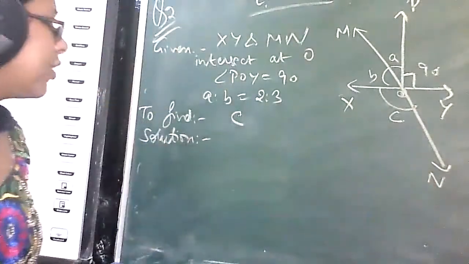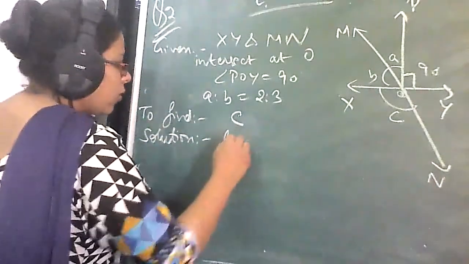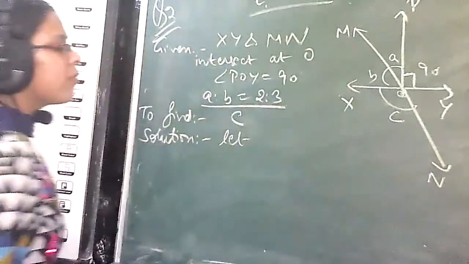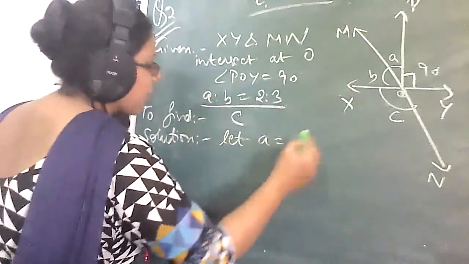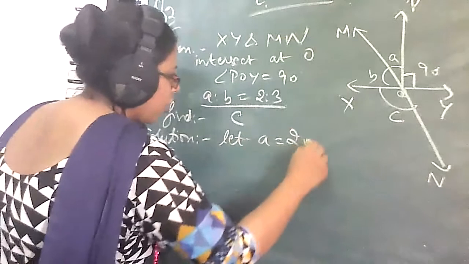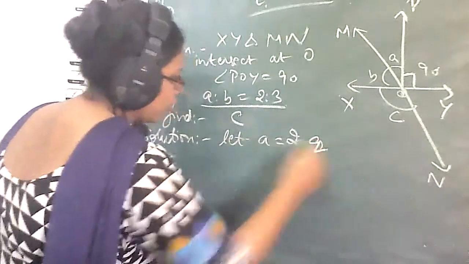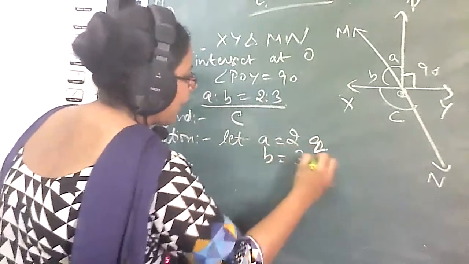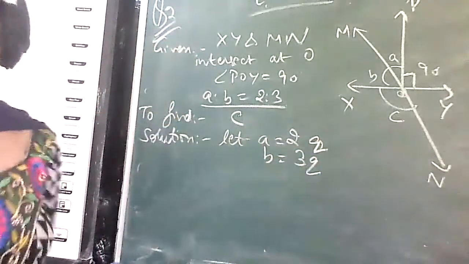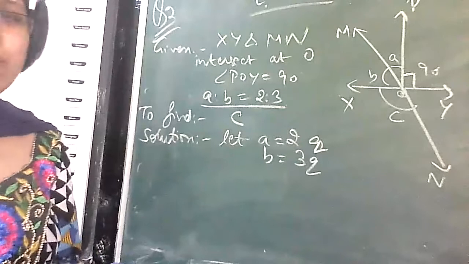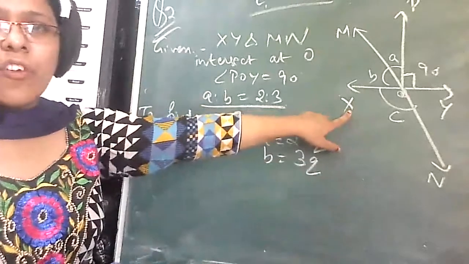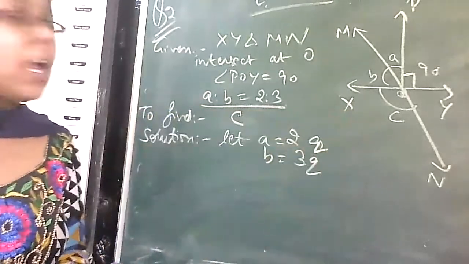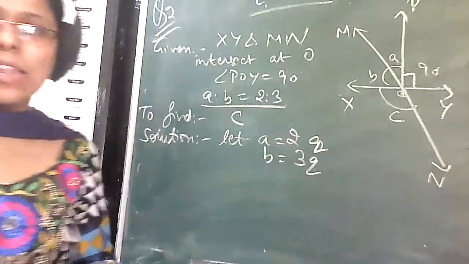So class, let's start the solution. First of all, you all know that if any value is given in terms of ratio, we take it as a multiple of some variable. So I am taking the multiple of Q. Let A be equal to 2Q and B equal to 3Q. I know usually we assume X, 2X and 3X, but we already have X in our figure, so I'm taking a variable other than X. So we are taking it as Q.